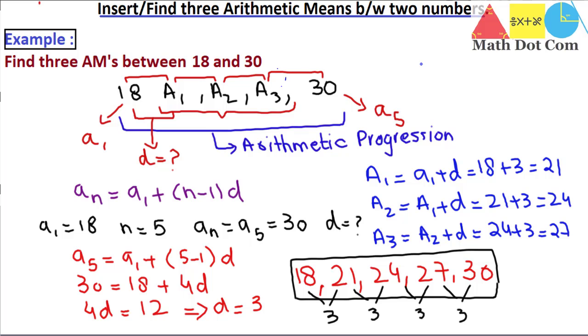Similarly, we can also add 4 arithmetic means or 5 arithmetic means. It depends on the question given. If you are asked to find 5 arithmetic means, you just need to add A1, A2, A3, A4, A5, and the method will be the same as we have used here. The basic formula is this, and it will help you find the common difference.